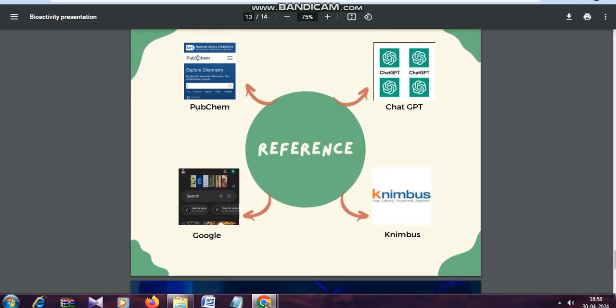The next slide is about the references which I have used to complete this presentation. I have used PubChem, ChatGPT, Nimbus platform, and Google.